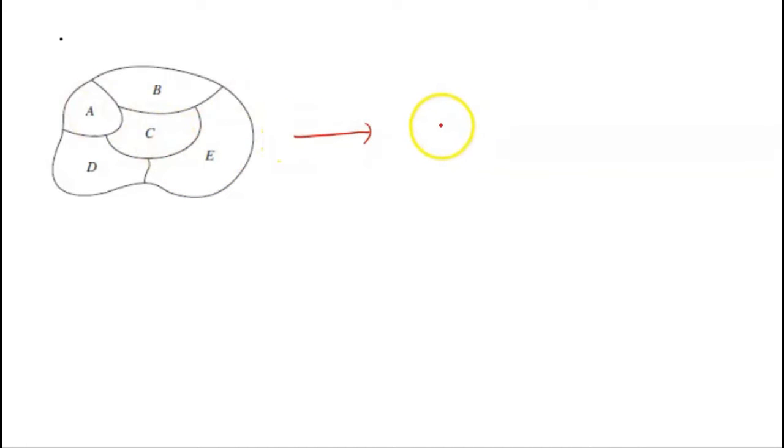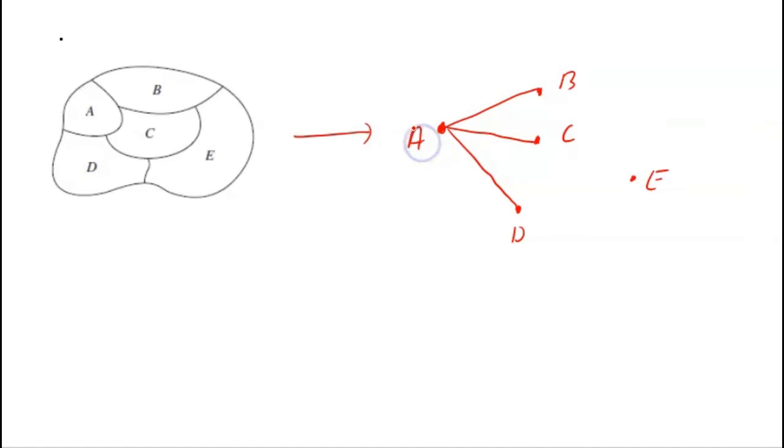Here you have the region A, so I am writing the vertex A. You have the region B, so I am writing B. You have the region C, so I am writing C. We have the region D, so I am writing D here. And we have the region E, so I am writing E here. So there are 5 regions. And A is sharing its boundary with B, C and D. So I am joining A to B, A to C and A to D.